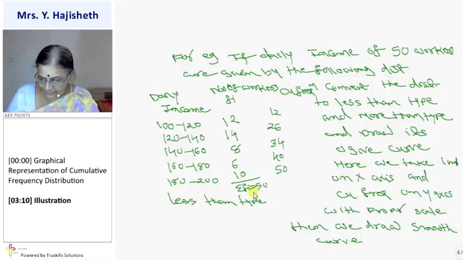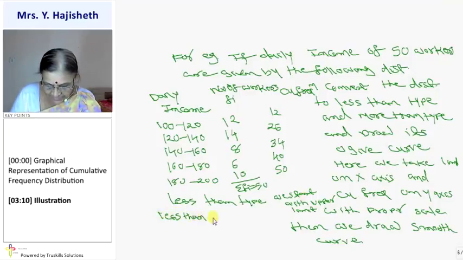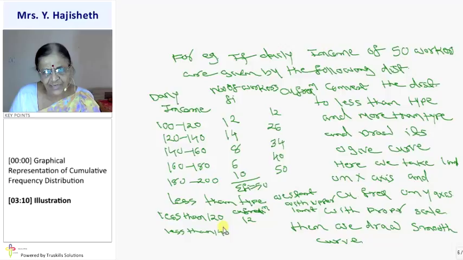For less than type, we start with upper limit, okay, and go on adding the frequency. हम शुरू करते हैं less than 120. Less than 120 कितने हैं? 12. Cumulative frequency is 12. Then less than 140. तो उसकी cumulative frequency कितनी आएगी? 26. 12 plus 14. Clear?